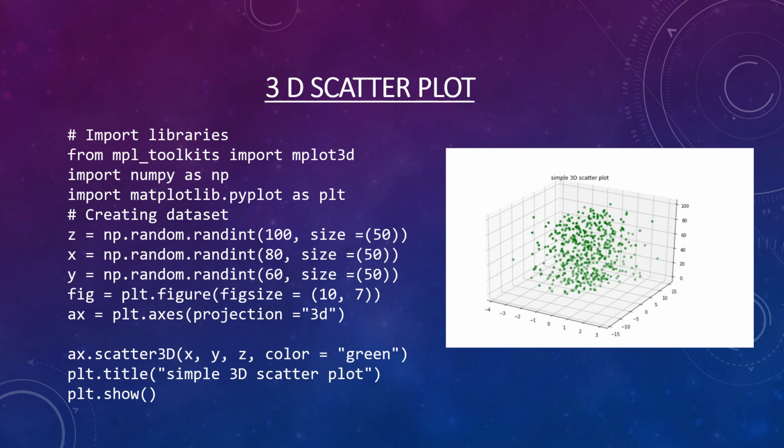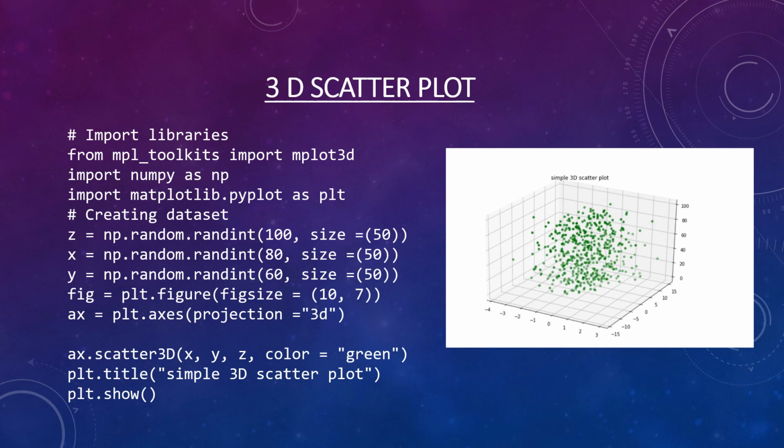Generally, 3D scatter plot is created by using ax.scatter3D function, the function of the matplotlib library, which accepts the data sets of x, y, and z axis to create a plot, while the rest of the attributes of the function are the same as that of two-dimensional scatter plot. For this 3D scatter plot, we have to import mplot3d and we have to import np. We have to import plt libraries.